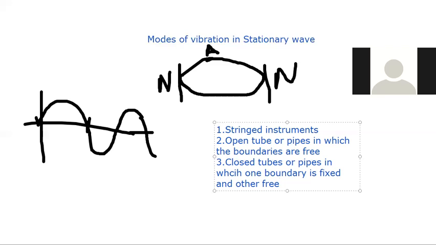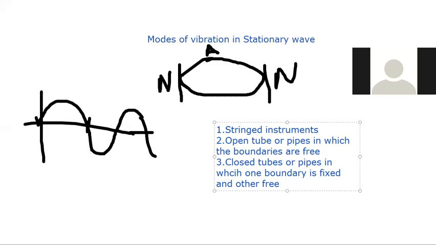So the first mode we are going to consider is the fundamental mode, which is normally the longest wavelength possible in the instrument. The longest wavelength occurs when the vibration is in the fundamental, and that is what we are going to look at. Then we are also going to look at the first and second overtones.